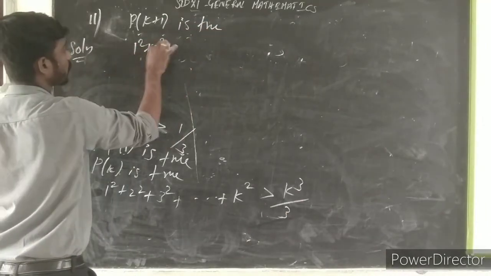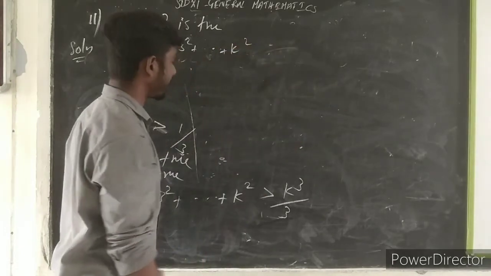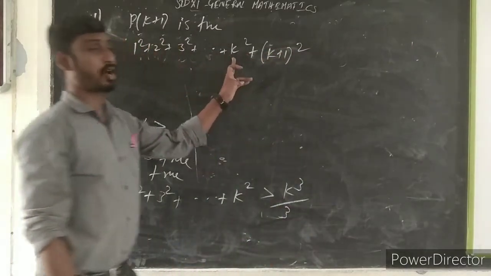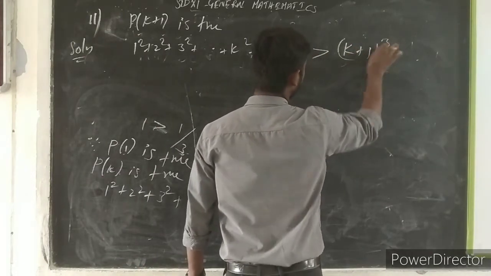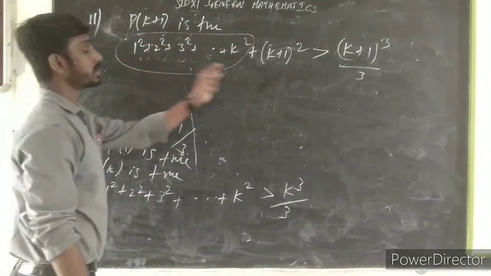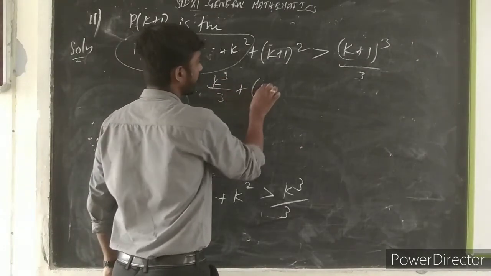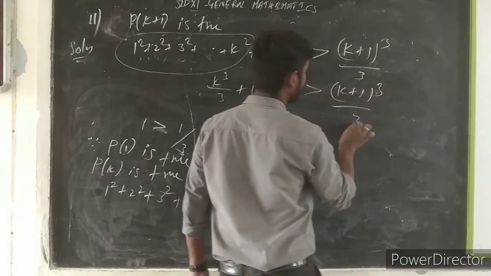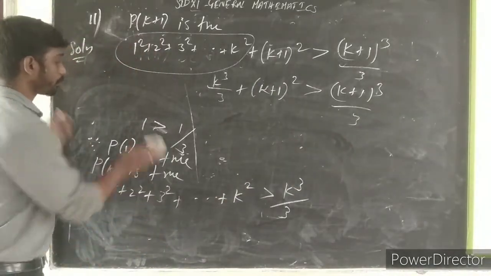That is, 1 square plus 2 square plus 3 square up to k square plus k plus 1 the whole square is greater than k plus 1 cube divided by 3. Here in the LHS we already have a value for the first part, that is k cube divided by 3. So k cube divided by 3 plus k plus 1 the whole square should be greater than k plus 1 cube divided by 3. Now we are going to solve the LHS and prove the RHS.